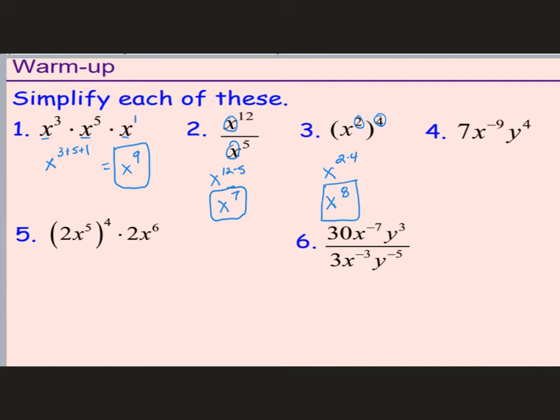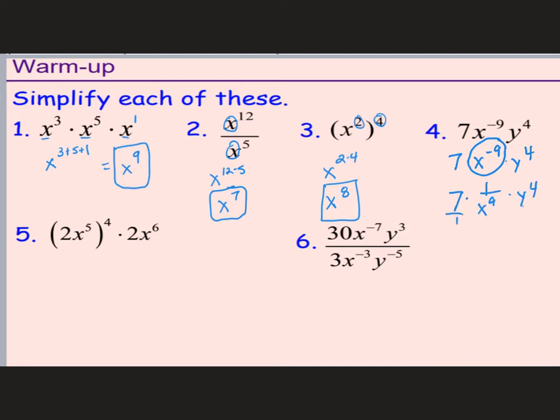Number 4, 7x to the negative 9th, y to the 4th. This is really saying 7 times x to the negative 9 times y to the 4th. And again, I see I have a negative exponent. And you guys know we can't leave a negative exponent in our final answer. It's not considered simplified. So I'm going to take this x to the negative 9th and make it the reciprocal. So it's 7 times 1 over x to the 9th times y to the 4th.